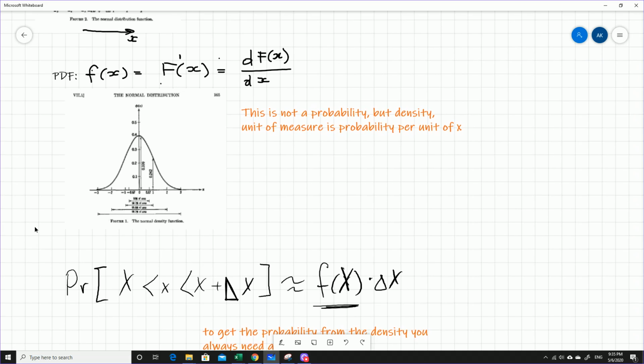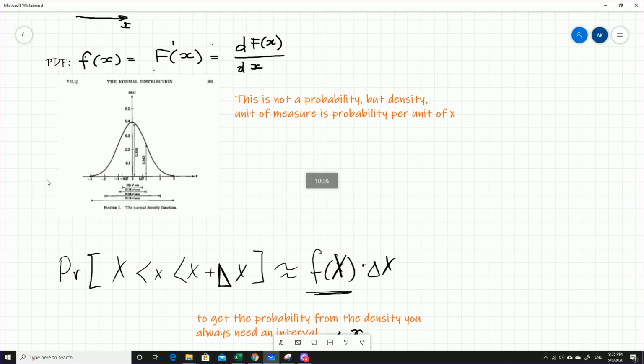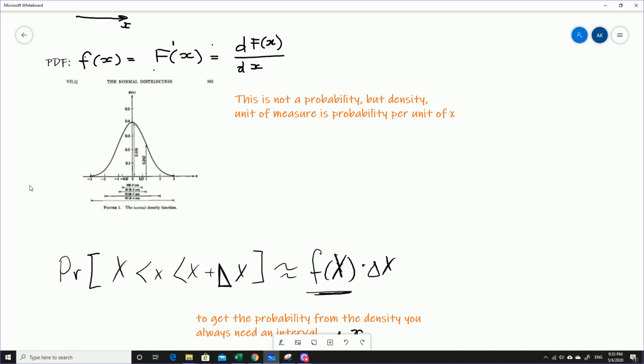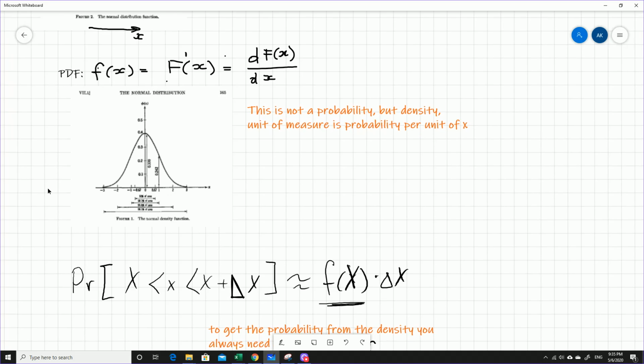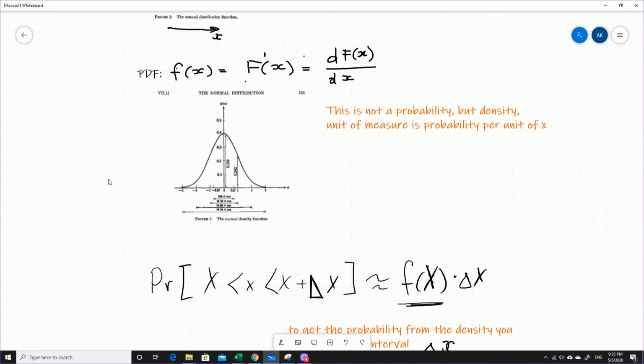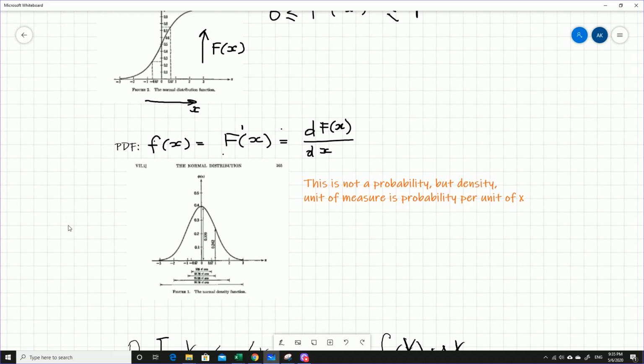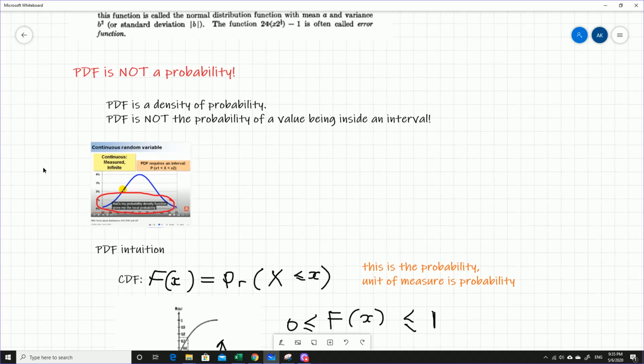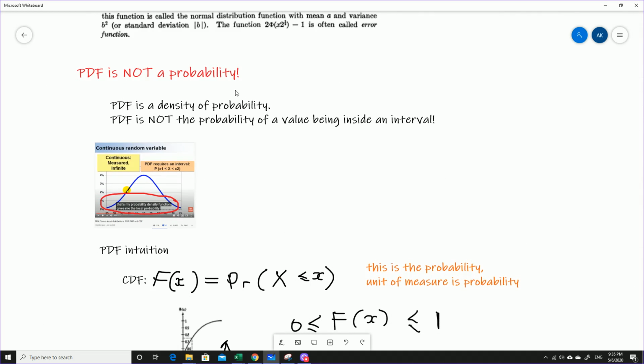So I think on that we can wrap this first point. PDF is not a probability. Just remember, it's a density of probability. It's a probability per unit of your variable x.